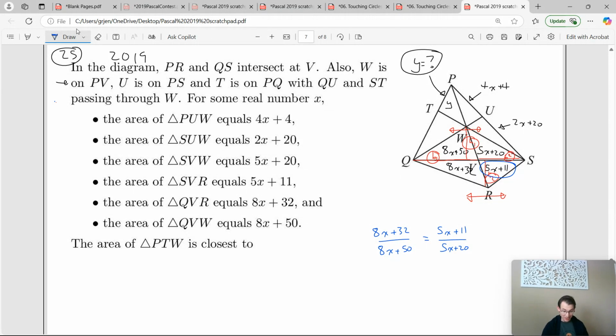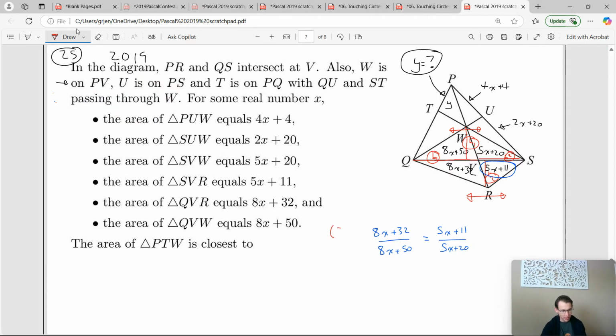This is pretty gnarly, folks, because here's how you're going to solve these. Do not dare cancel away your 8x's and your 5x's, because then you find 32 over 50 is the same thing as 11 over 20, but of course it isn't. It's not, because the x's don't cancel. There's one and only one value of x that makes that statement true.